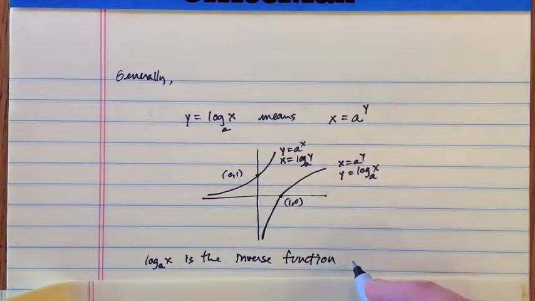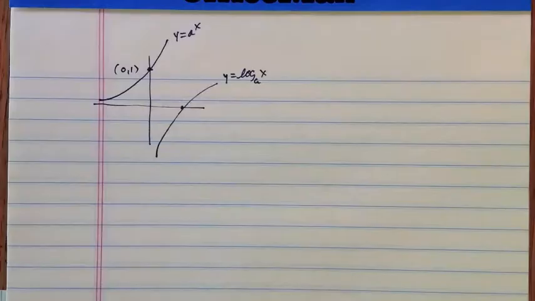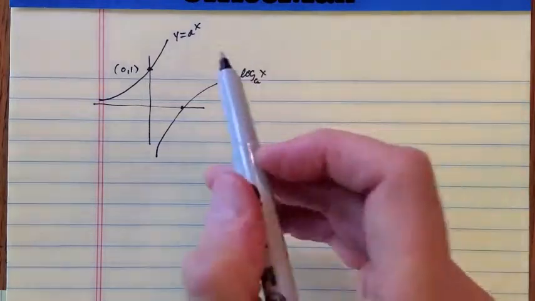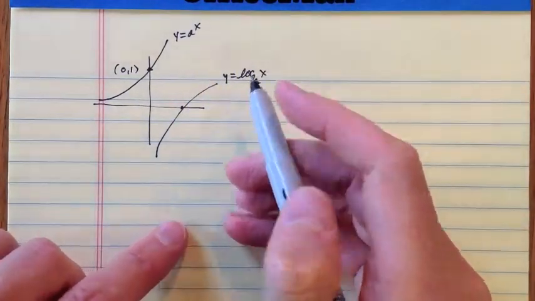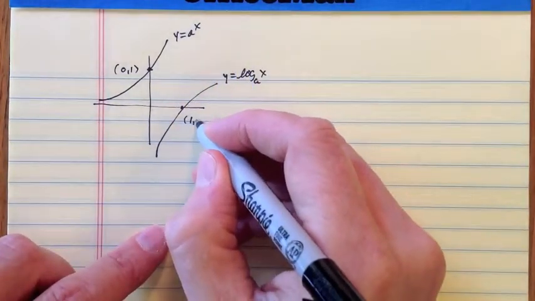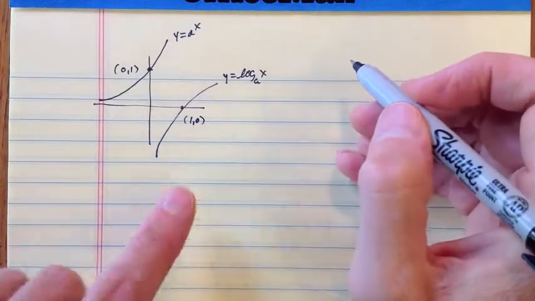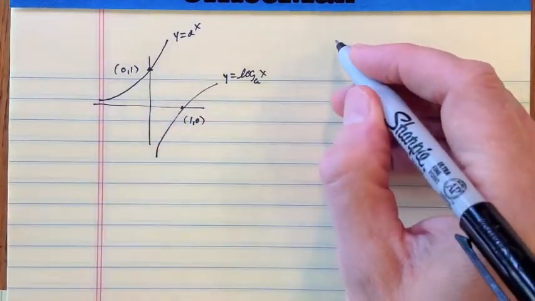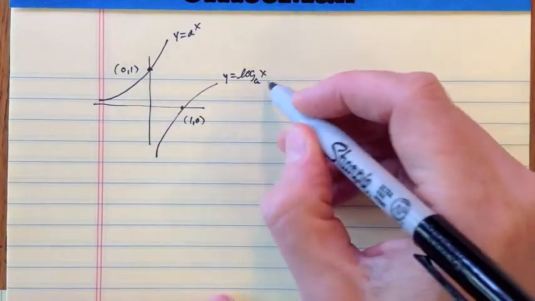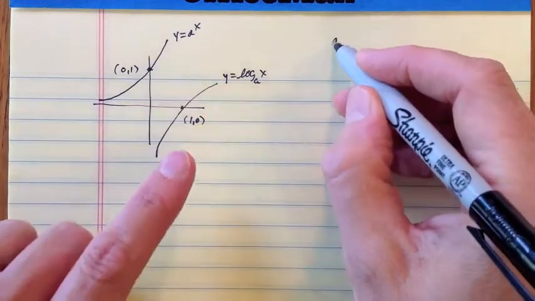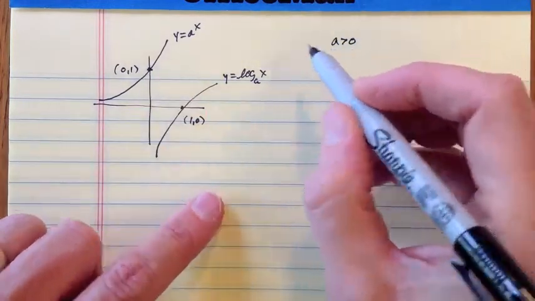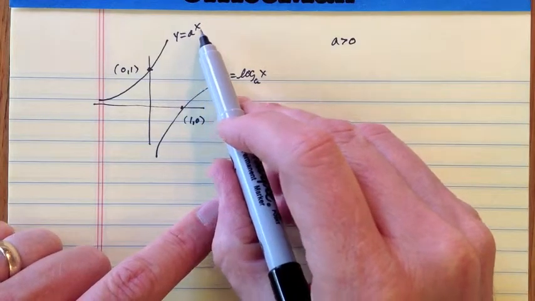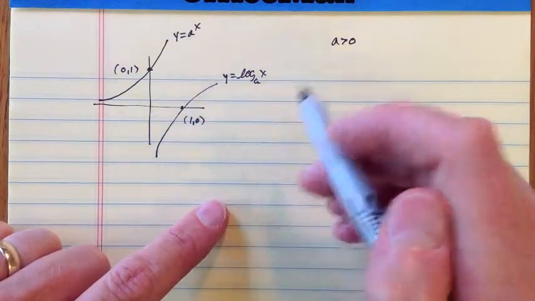Log base a of x is the inverse function of the function a to the x. So a to the x and log base a are inverses of one another. One thing I should point out is that you can't take log base a unless a is bigger than 0. That's because to build an exponential function, a has to be bigger than 0.